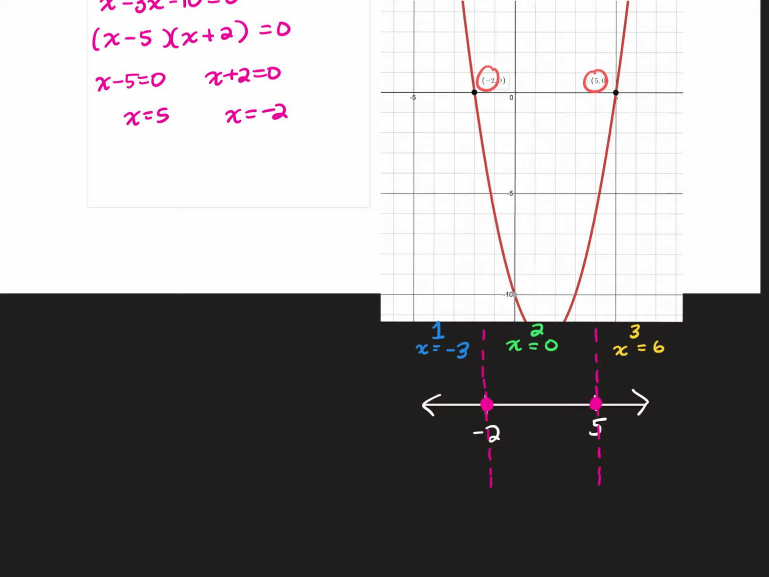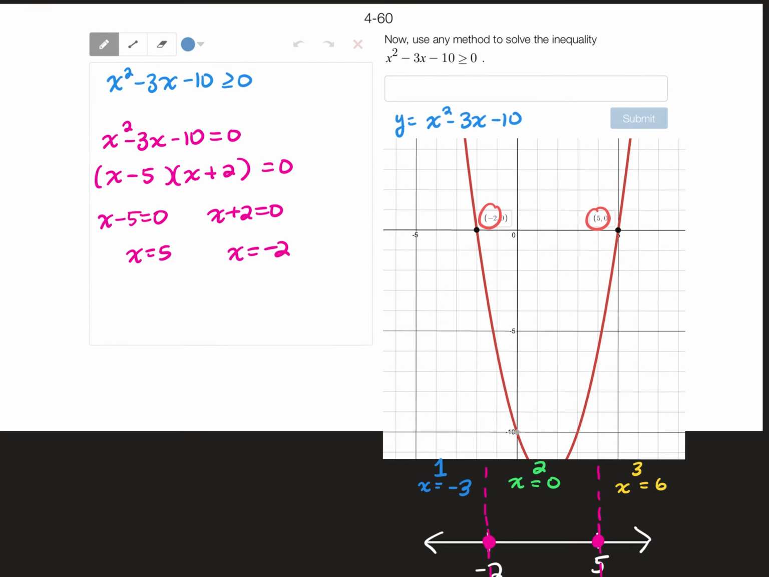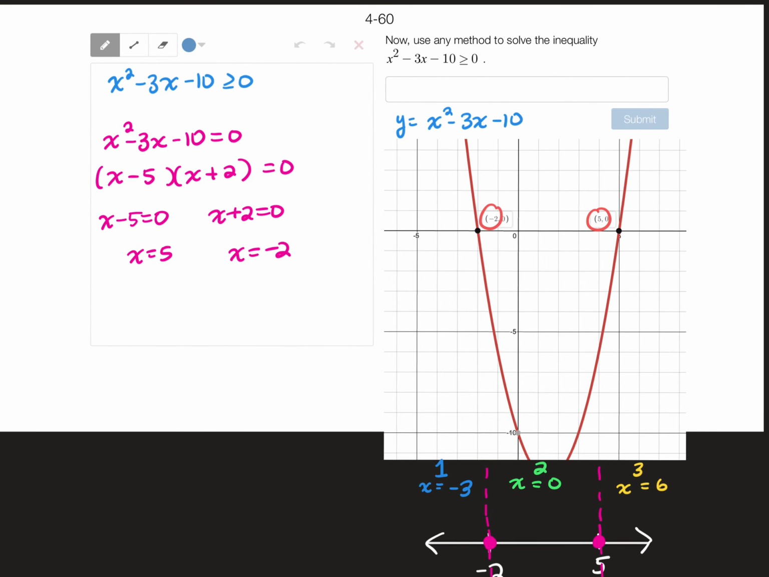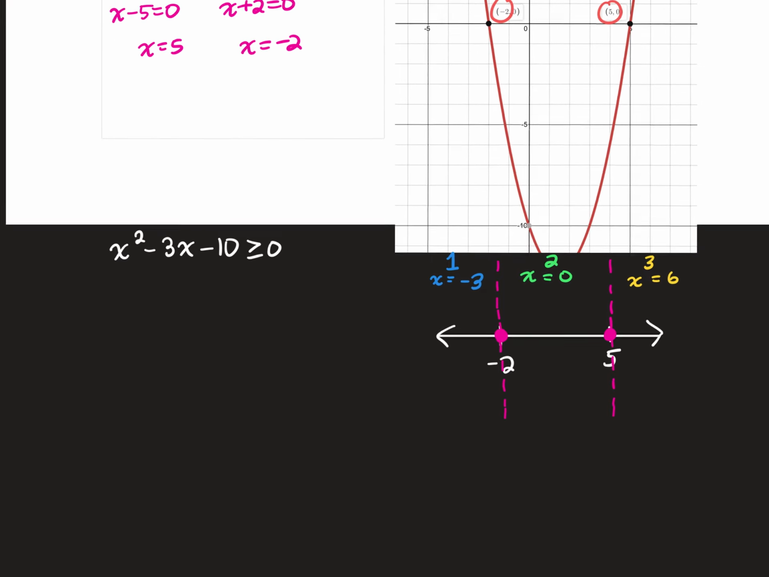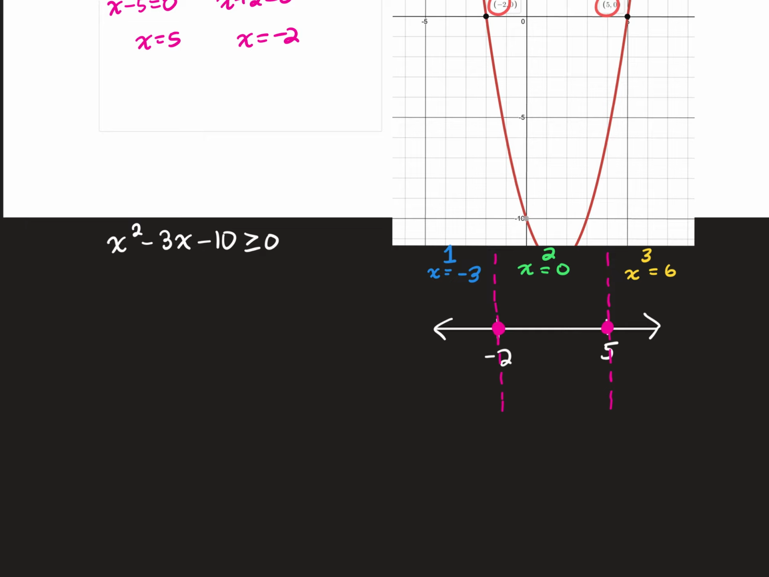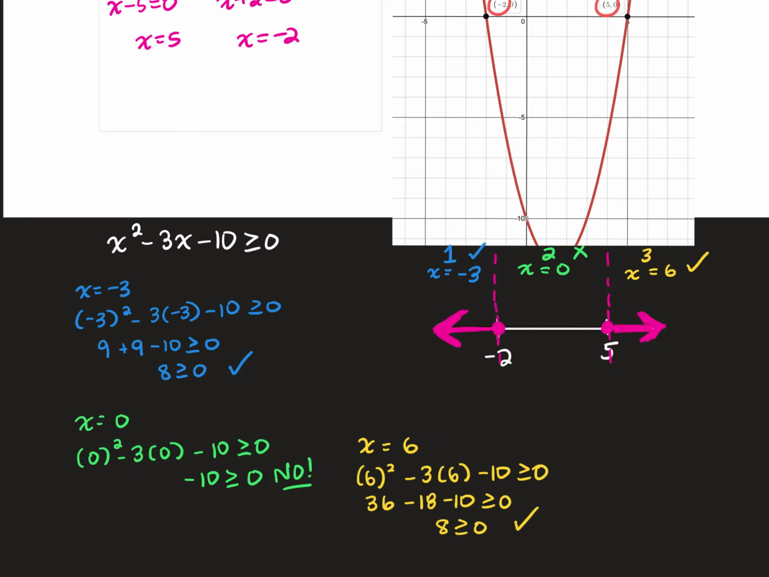Now, the key to this, guys, is not to forget that we have to go back and plug all of these values back into our original inequality, which is x squared minus 3x minus 10 is greater than or equal to 0. So I'm going to pause the video here and let you test each region, come back, and compare your answers. All right, so take a minute, and if you need to pause the video to look more closely at the answers, this is what you should have gotten: everything less than -2 and greater than 5.